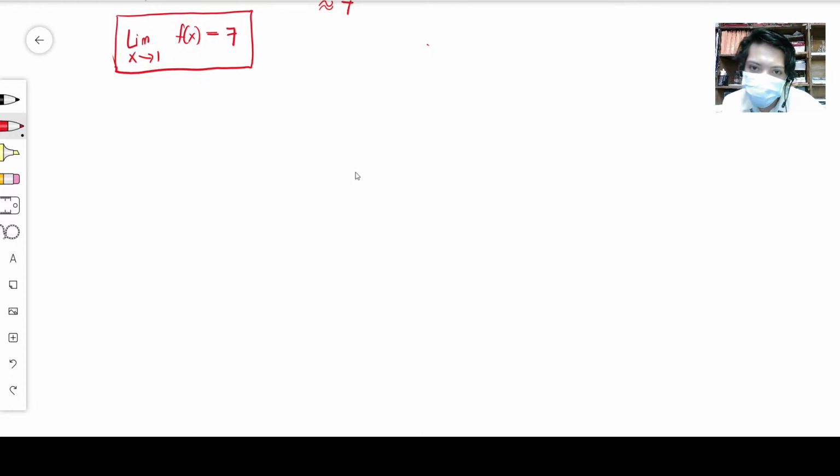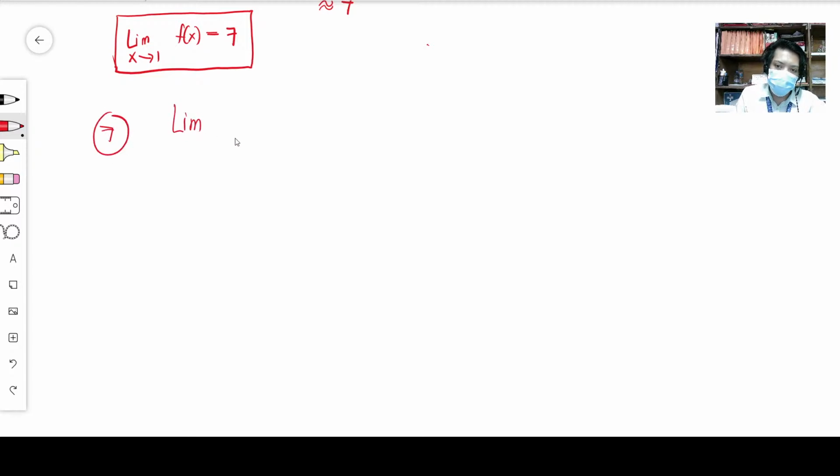Okay, the next example, we're trying to solve for the limit of a certain function as x approaches infinity. So how about finding the limit of a function when x approaches infinity? So this is example number 7.